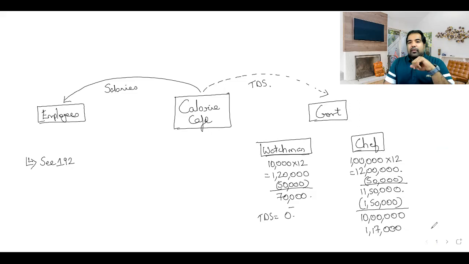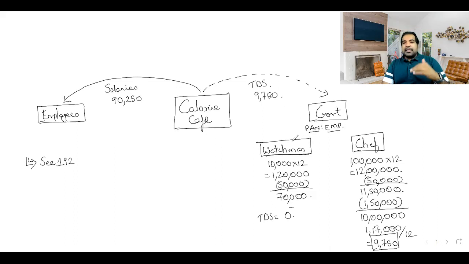So now what Calorie Cafe will do, they know that this is the tax to be paid by the chef throughout the year. So they will divide it by 12, and 9,750, this is the amount they will deduct every month from his salary and will pay to the government. So if he has a salary of 1 lakh rupees, they will minus this 9,750. They will pay 90,250 to the employee, the chef, and they will pay 9,750 to the government with his PAN number. Employee's PAN number, they will write his PAN number and give it. This is TDS under section 192.